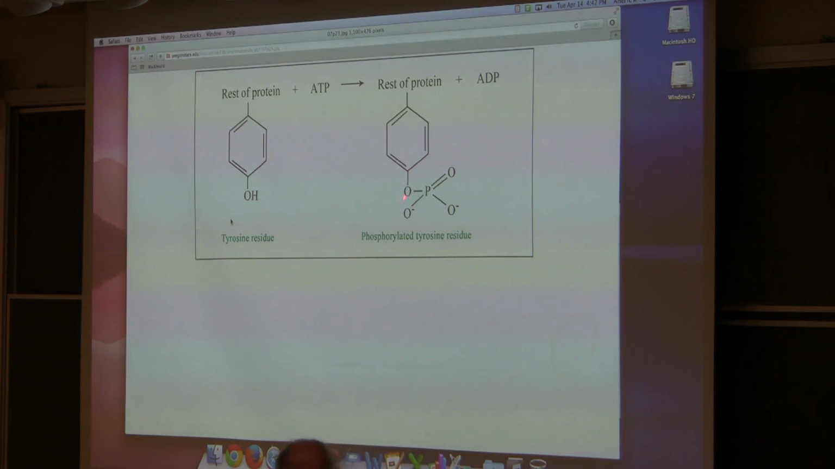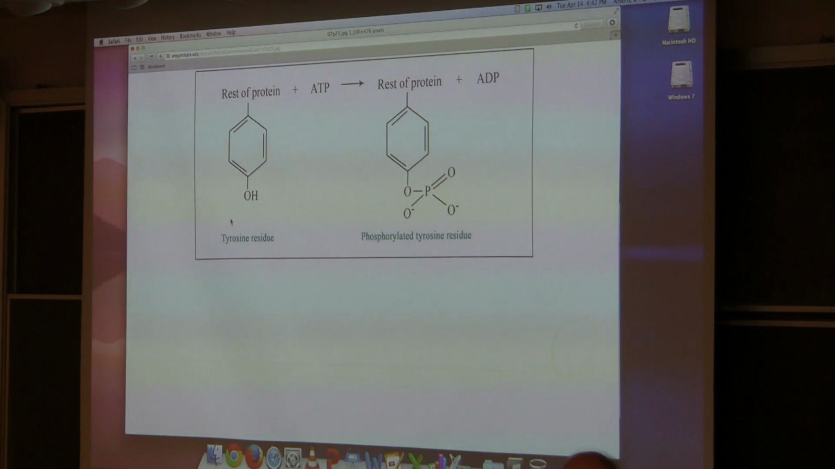But again, we see the hydroxyl gets the phosphate. Same thing as we saw before. Change the charge, may change the structure and function of that protein. Kinases catalyze all of those reactions.